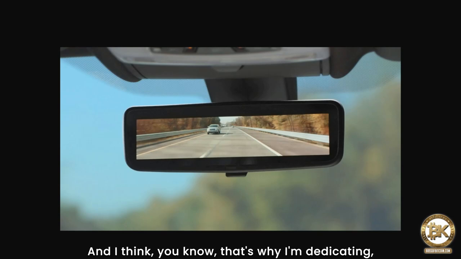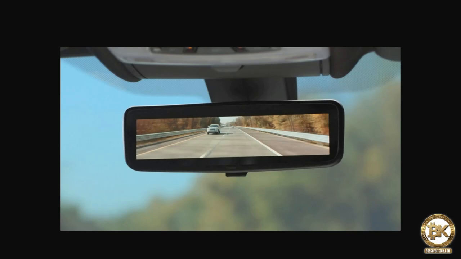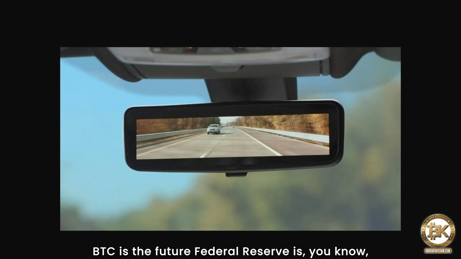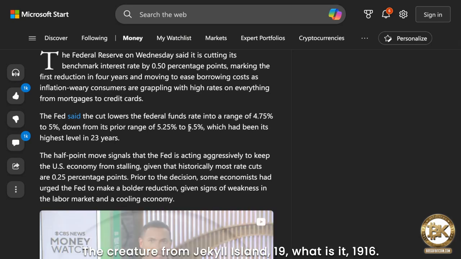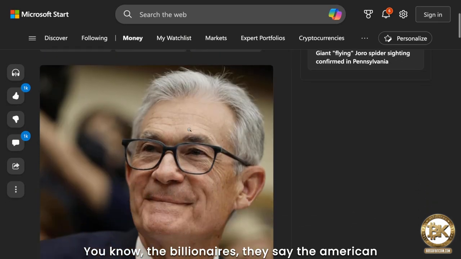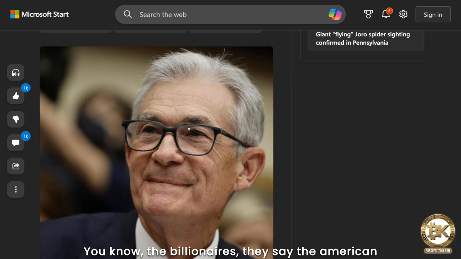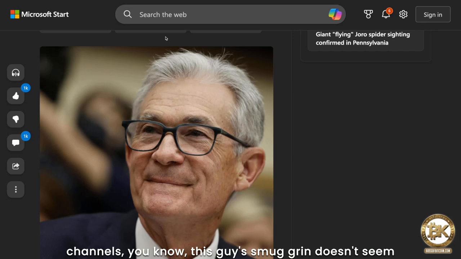And I think that's why I'm dedicating as many days as I have on this earth to empower as many people as possible on this mission. And this is how we do it, right? BTC is the future. The Federal Reserve is the good old boys, the Jekyll and Hyde Club, the creature from Jekyll Island, 1916. The billionaires, you know what I'm saying? They say, hey, the American dream might be dead, but it's alive and well for this select group, right? But therein lies the opportunity. I think as long as we understand their actions and take them as they come, this guy's smug grin doesn't seem to be going away anytime soon.